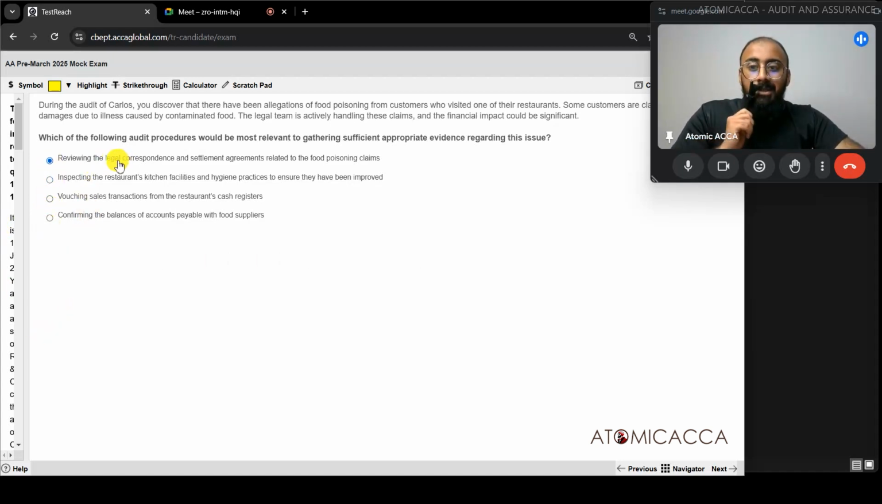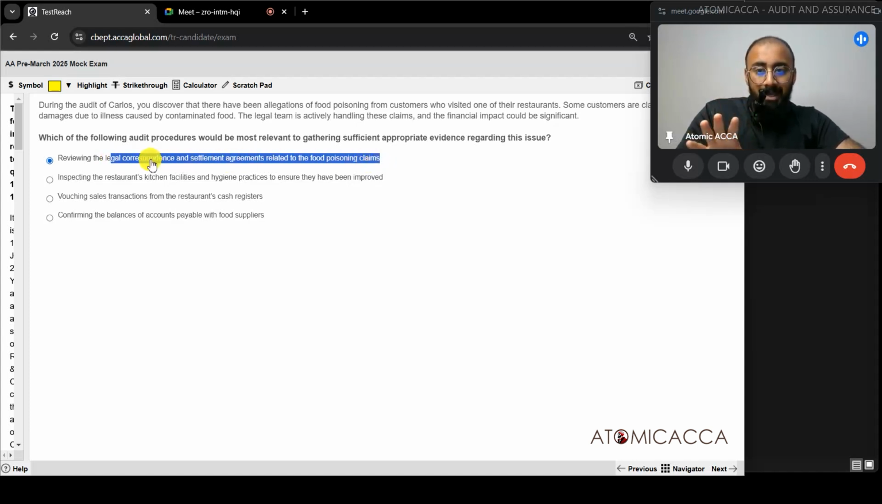Reviewing the legal correspondence and settlement agreements relating to the food poisoning claim. Legal correspondence means communication that's happening between the legal authorities. Settlement agreements, that is about the discussion that's happening either between the customers or between the legal authority. So this seems partially okay, but let's see if the others are better than this.